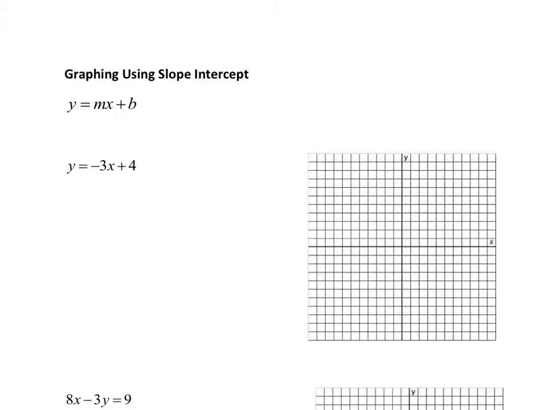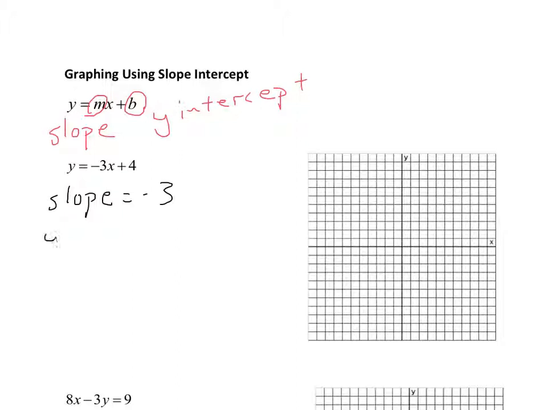The last method of graphing lines is using slope-intercept. The equation y equals mx plus b is the slope-intercept form for the equation of a line. It's called that because the m in front of the x is the slope, and the b, which is the number by itself, is the y-intercept. So if you look at this equation here, y equals negative 3x plus 4, the slope is negative 3, because that's the number in front of x, and the y-intercept is 4, because that's the number all by itself.